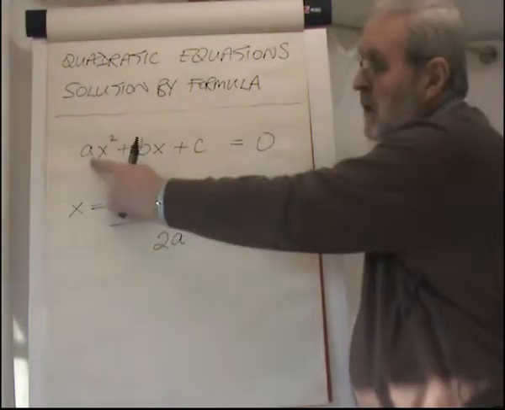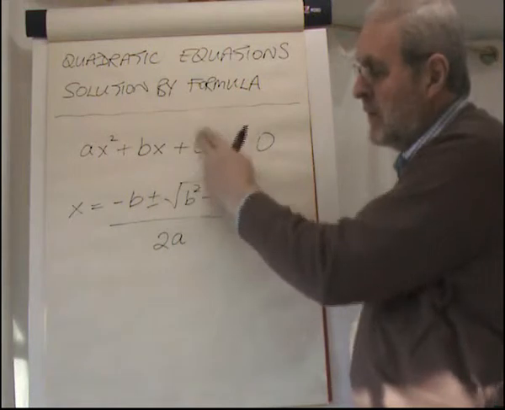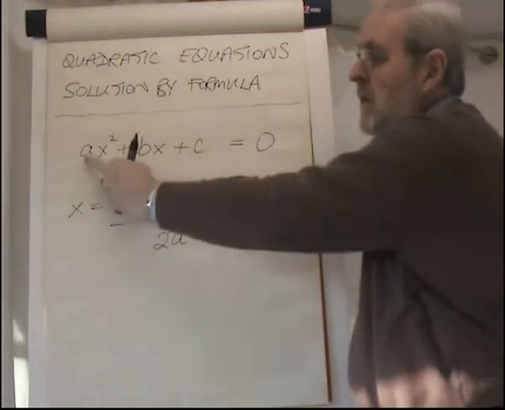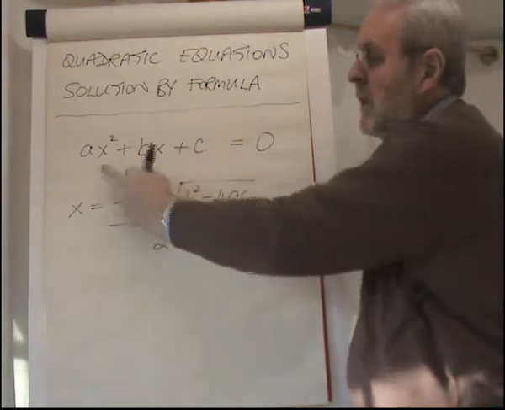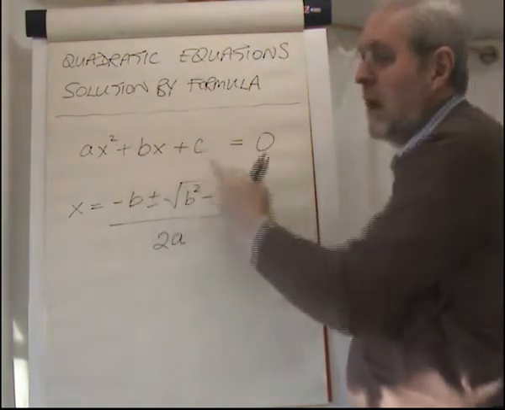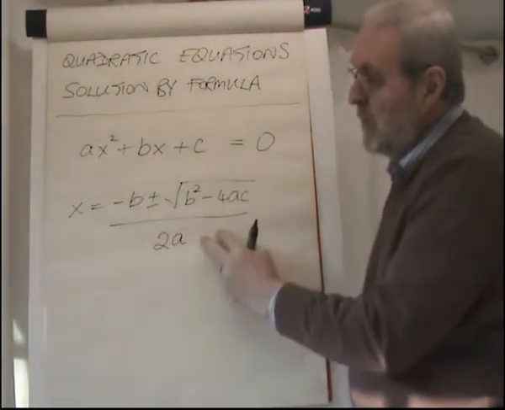Now the general quadratic equation consists of an x squared term, an x term, and c, which is a number. Now the number of x squareds, the number of x's, these are called the coefficients. And it's those coefficients, a, b and c, that appear in this formula.